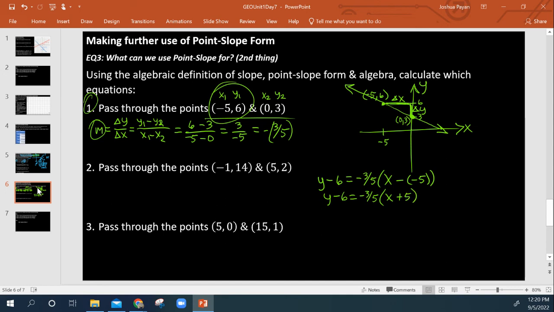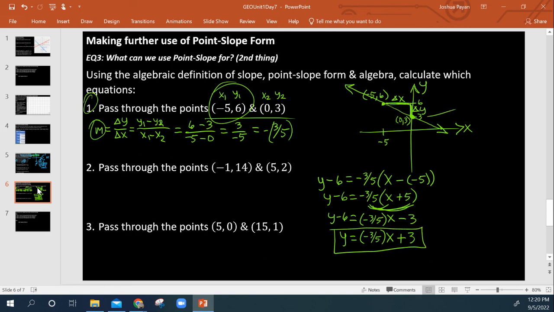That makes things a lot simpler. Then we're going to want to distribute our slope into the parentheses. We have negative 3/5 times x and negative 3/5 times 5. We, of course, know those 5s are going to cancel, leaving us with minus 3. Bring everything else down. We add 6 to both sides. And we simply have our answer, right? Which makes perfect sense. Y equals mx plus b.